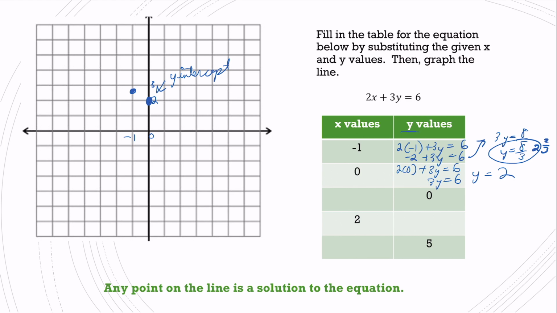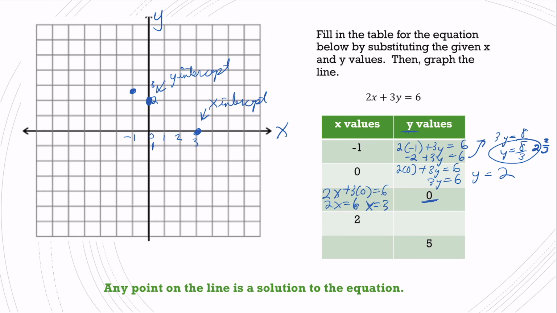Now I want to know what happens when y is 0. So this is my y values. 2x plus 3 times 0 equals 6. 2x equals 6, so x equals 3. So now I know when x is 3, my y value is 0. We're going to call that our x-intercept because it's where our graph crosses our x-axis, and you can label those axes if you want.